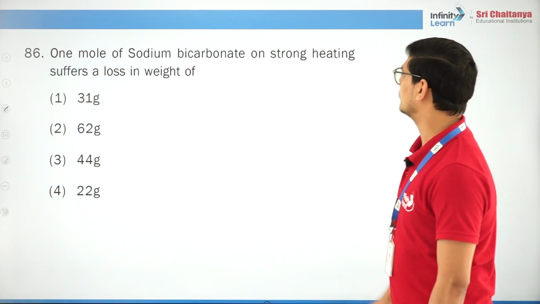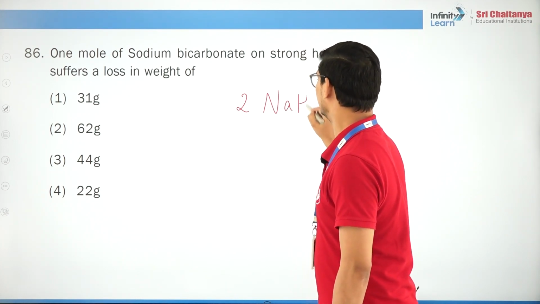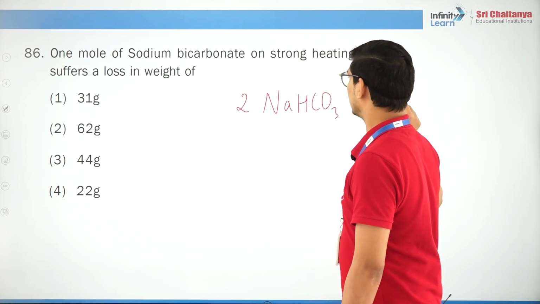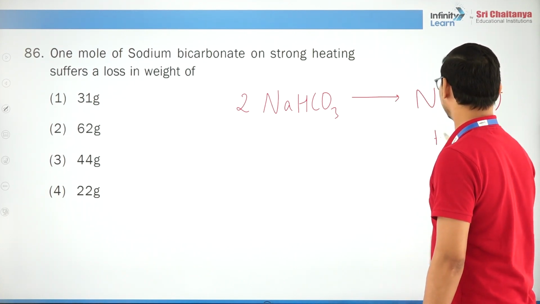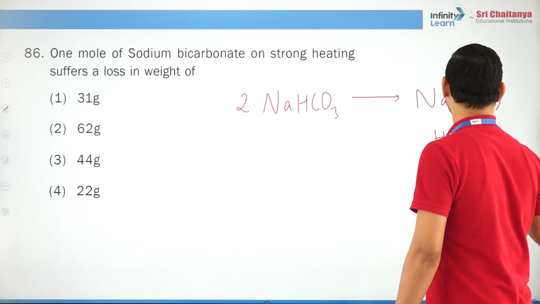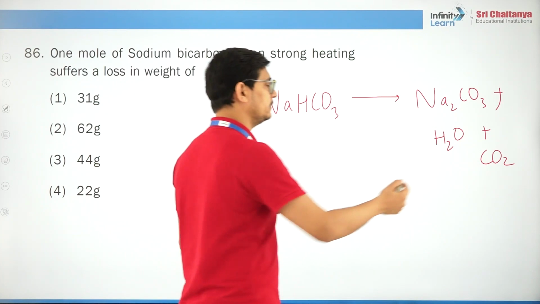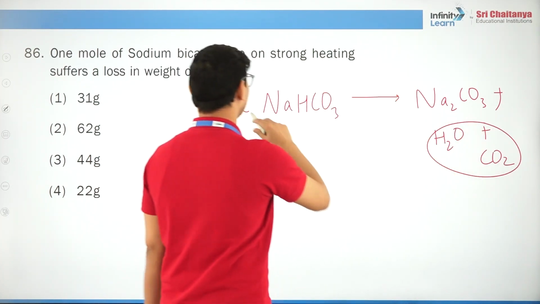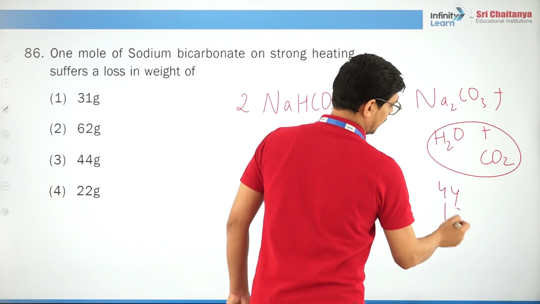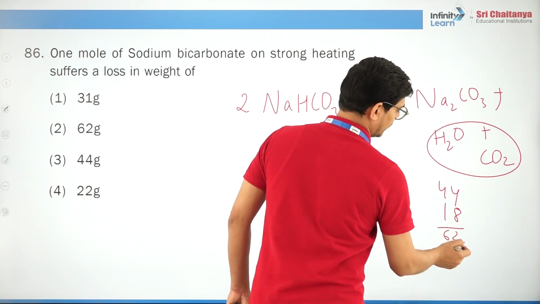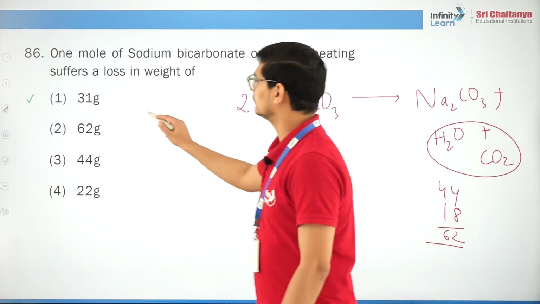1 mole of sodium bicarbonate on strong heating suffers a loss in weight. Now for this you should know how it decomposes. When sodium bicarbonate is heated, it forms Na2CO3 plus H2O plus CO2, okay. The loss in weight means water and CO2, you can calculate, okay. For 2 moles it is 1 mole of this, 44 plus 18, how much is it? 62, so for 1 mole it will be 31 gram, clear guys, right.